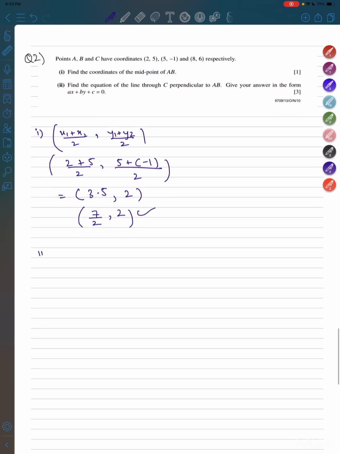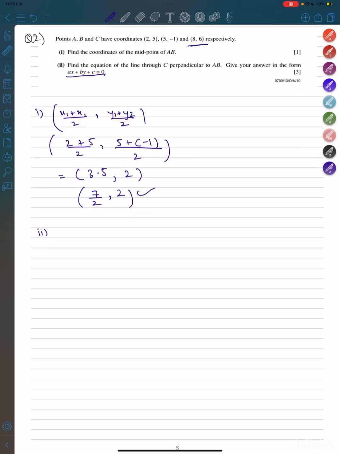Second part requires us to find the equation of the line through C perpendicular to AB, give your answer in the form given. So I'm going to draw some lines to help me figure it out. Let's say this line is AB and there's a perpendicular bisector that also passes through the point C. C is (8, 6), B would be (5, -1), and A is (2, 5).